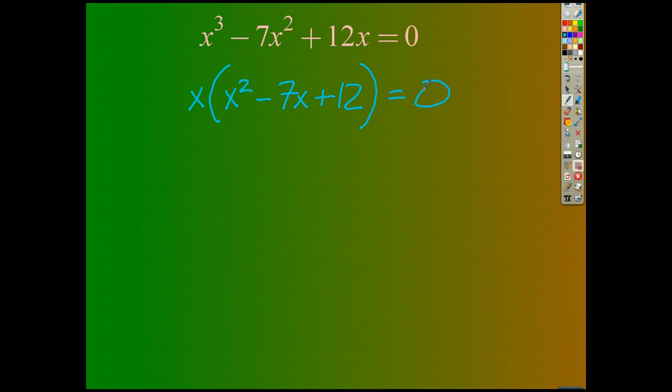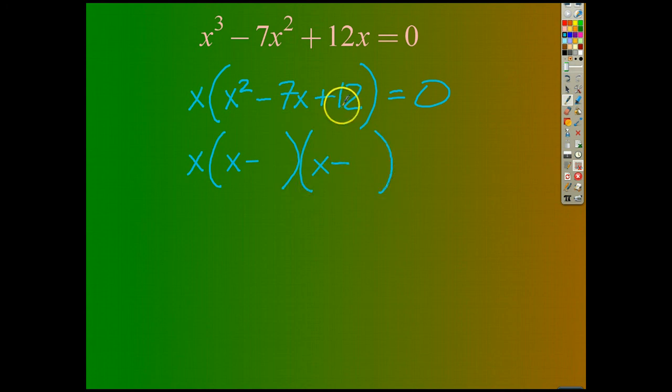Now I'm going to look inside here. What two factors of 12? Since this is positive, both of my factors are going to be the same. They're either both going to be positive or both going to be negative. In this case, they're both going to be negative, and so they're going to add. What two factors of 12 add to get 7? So I'm going to get x minus something and x minus something else.